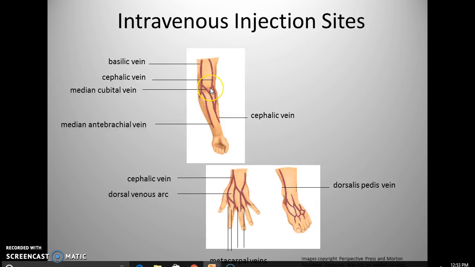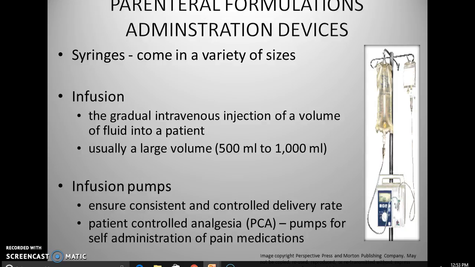Let me point this out here. The back of the hand, as you see here, and then some larger veins in the foot. On occasion, a vein must be exposed by a surgical cut. Right. So please note those particular injection sites for IVs.